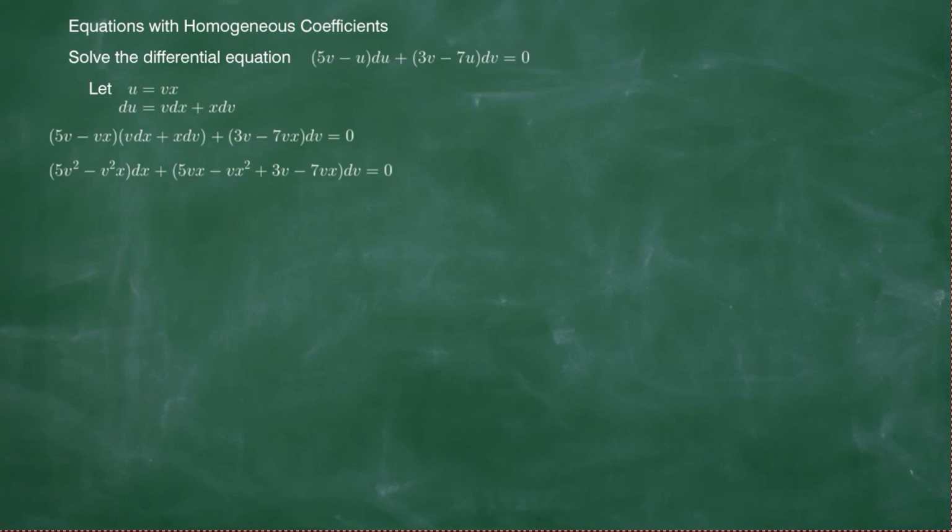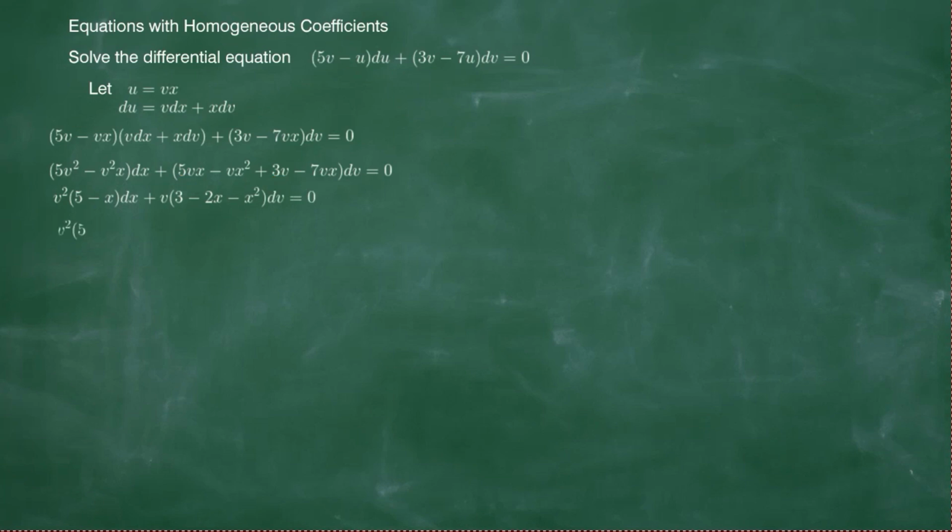And then after that, we can see that there are common factors. For the first term, we have v squared, and for the second term, we have v. So if we factor out v², we have v² times (5 - x) dx, plus factor out v, so we have times 3. 3 is from here. And then next we will combine like terms. 5 minus 7 is negative 2x, and then minus x² times dv equals 0.